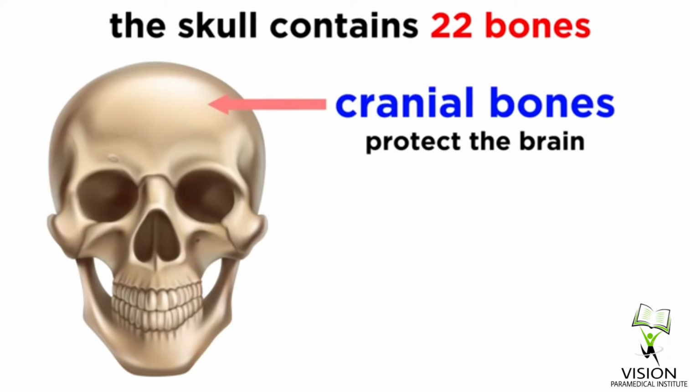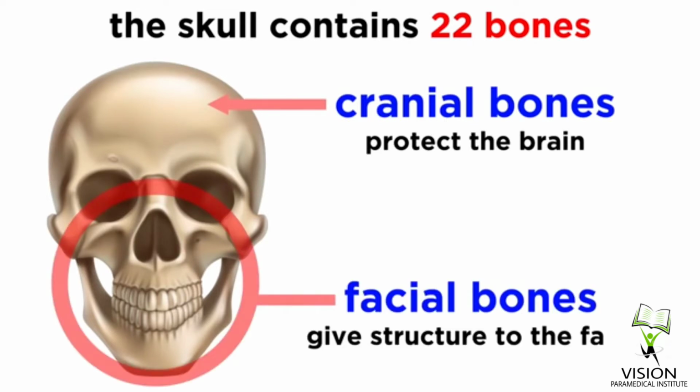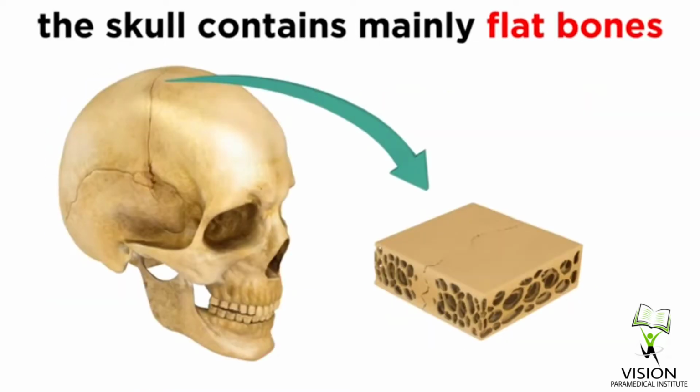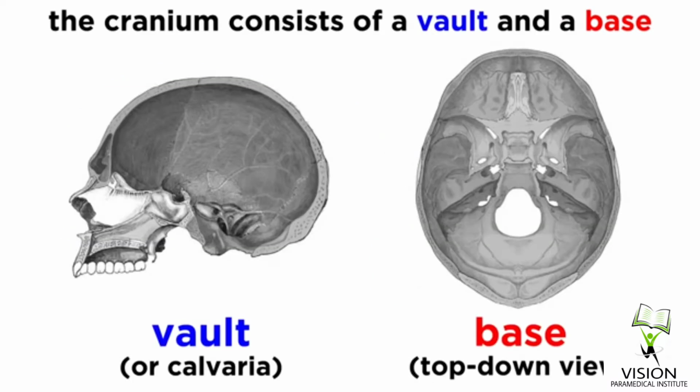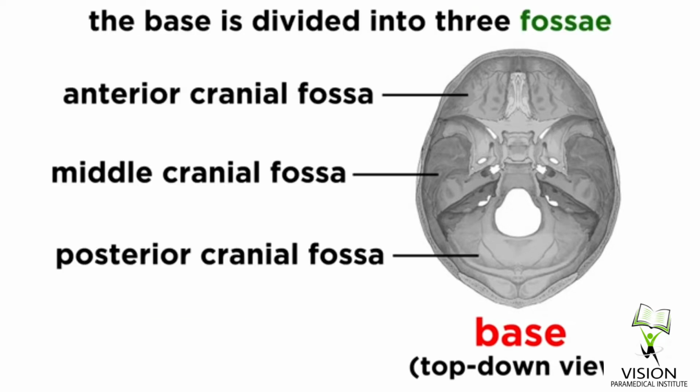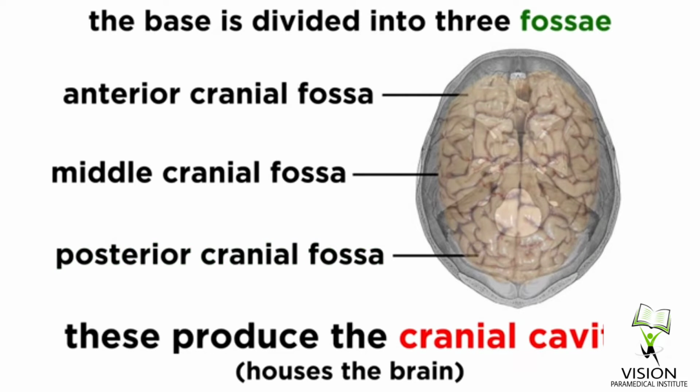Cranial bones are the ones that protect the brain, and facial bones are the ones that give structure to the face. Most of the bones in the skull are flat bones, and in the cranium, these are connected at serrated lines called sutures. The cranium is made of a vault as well as a base, and we should note that the base is divided into the anterior, middle, and posterior cranial fossae. Together, these produce the cranial cavity where the brain sits.